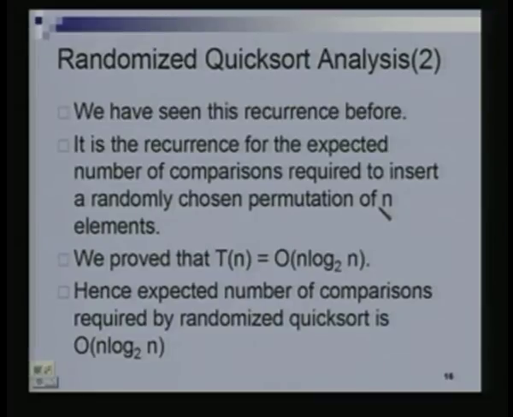And what did we prove in the last class? We solved this recurrence and we showed the solution is n log n. Hence the expected number of comparisons required by randomized quicksort is n log n. The same recurrence. We solved it before, we are just using that fact. Any questions till this point?